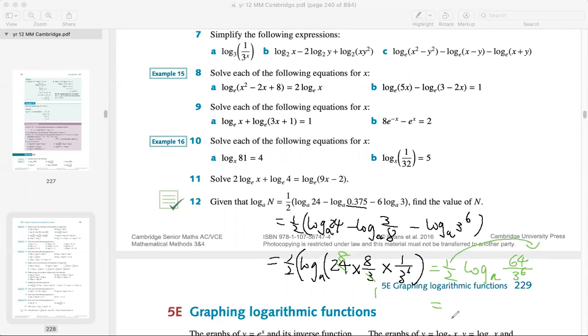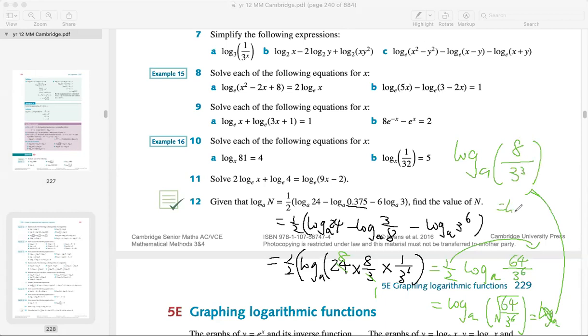Then we move the half over here, so it becomes log a, then square root of 64 over 3 to the power of 6. So it's going to be log a, okay, I write over here, the square root of 64 is 8, and the square root of 3 to the power of 6 is going to be 3 to the power of 3, right? So it's going to be log a 8 over 27, which means our n over here is 8 over 27. Okay, this is how we do it. Just do it step by step.